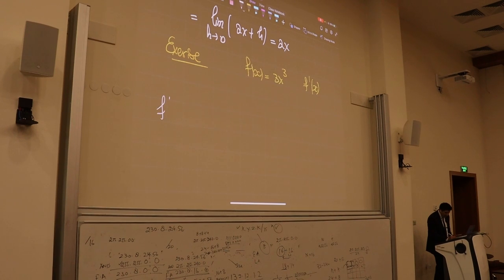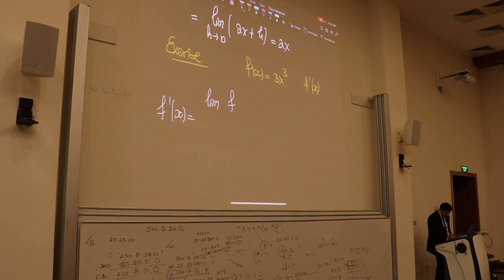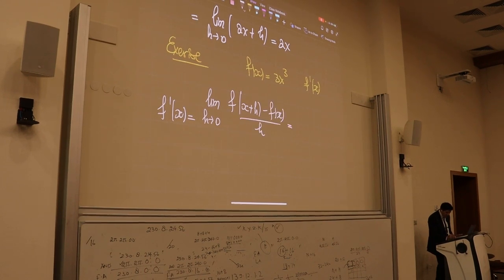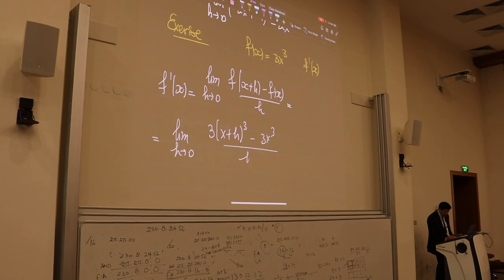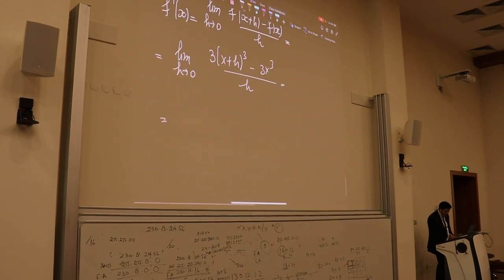Well, we're going to use the same formula. It is going to be the limit of h goes to 0 of f of x plus h minus f of x divided by h. And this is equal to the limit of h goes to 0 of 3 times (x plus h) to the power of 3 minus 3x cubed divided by h. And if you remember the cubic formula, then this is good.